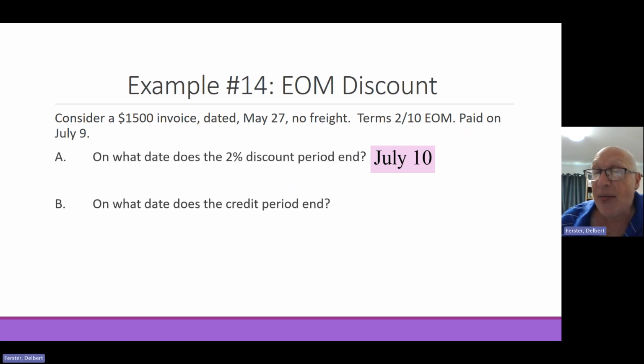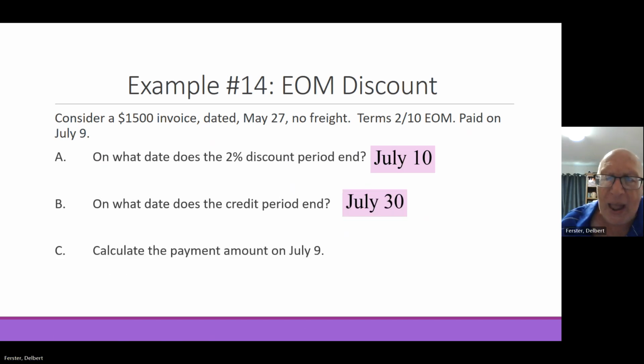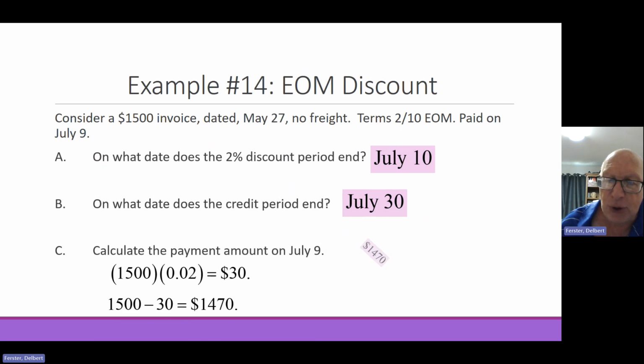When's the credit period end? Again, 30 days, so 30 days into July, you guessed it, that takes us to July 30th. How much did we pay on July 9? Well, on July 9, we're within the window to get the 2%. So if you take your 1,500 times 2%, we're going to save $30. We sent $1,470 as payment for our $1,500 invoice.